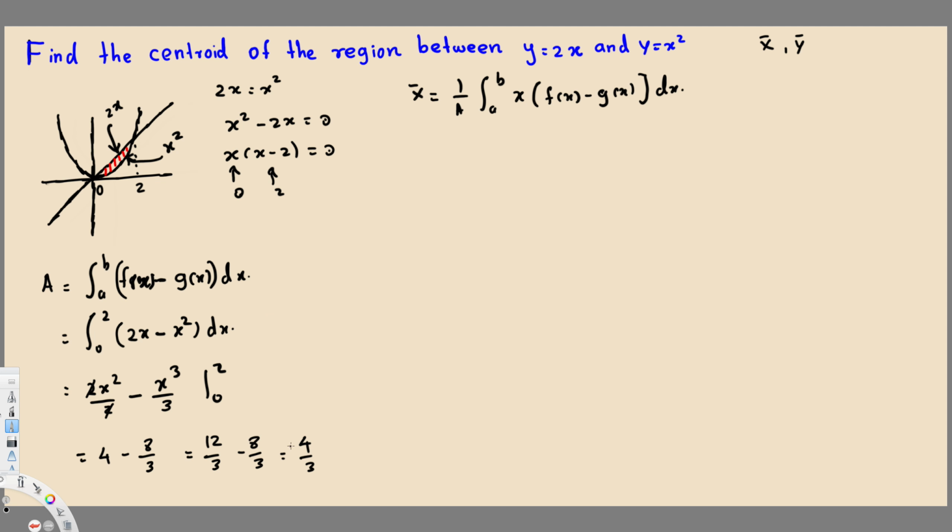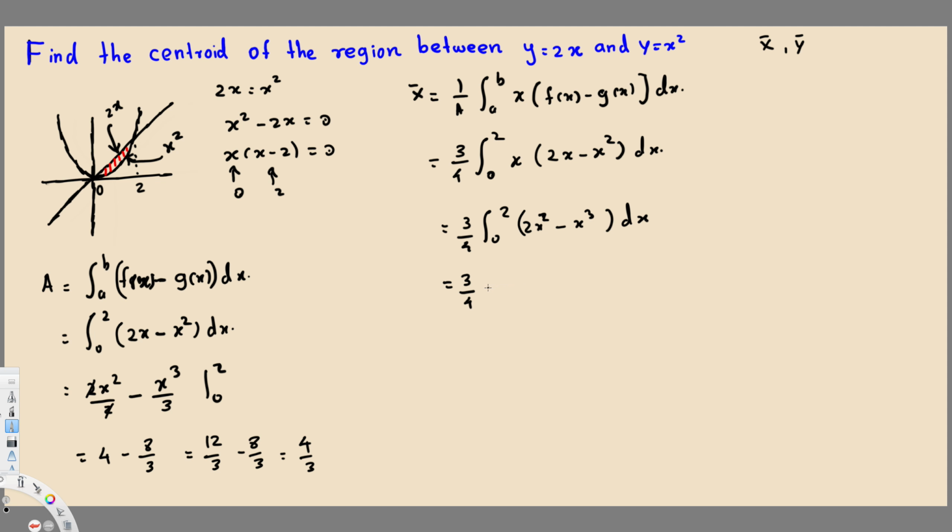1/A is simply the flip of this value. Here we have 4/3, so this is going to be 3/4. The limits of integration are 0 to 2, and x times f(x), the top function, that is 2x, minus g(x), the bottom one, that is x², dx. So let's multiply this by x and see what we get. 3/4 integral from 0 to 2 of 2x times x, which is 2x², minus x³ dx. Now we can do the integration and see what we get.